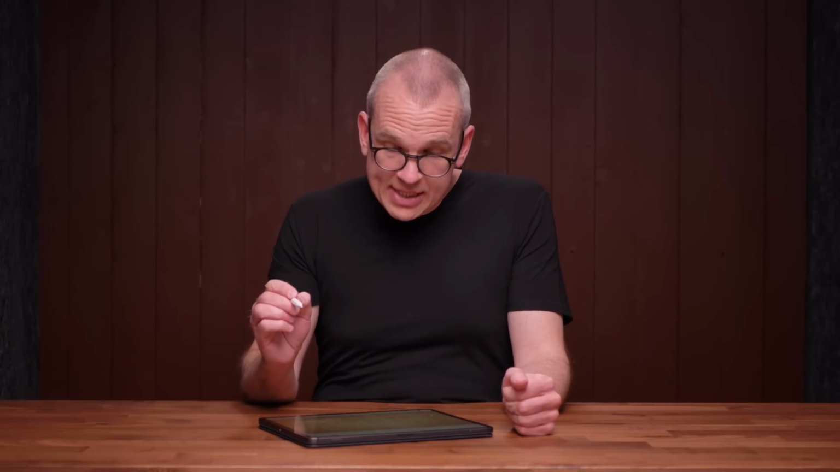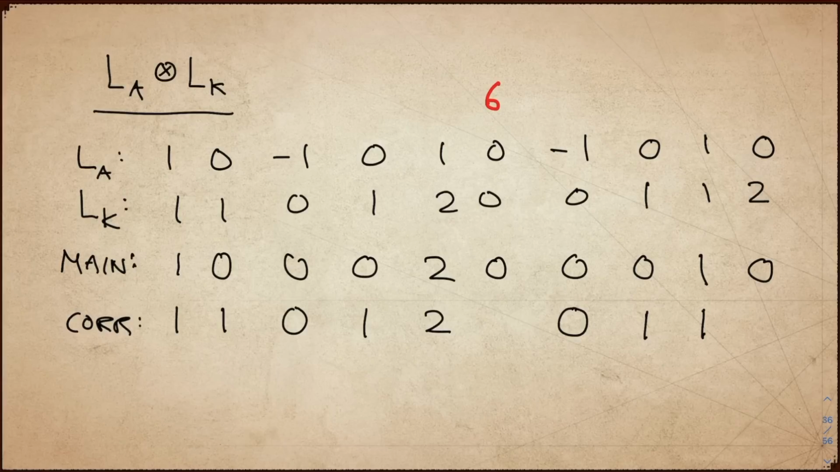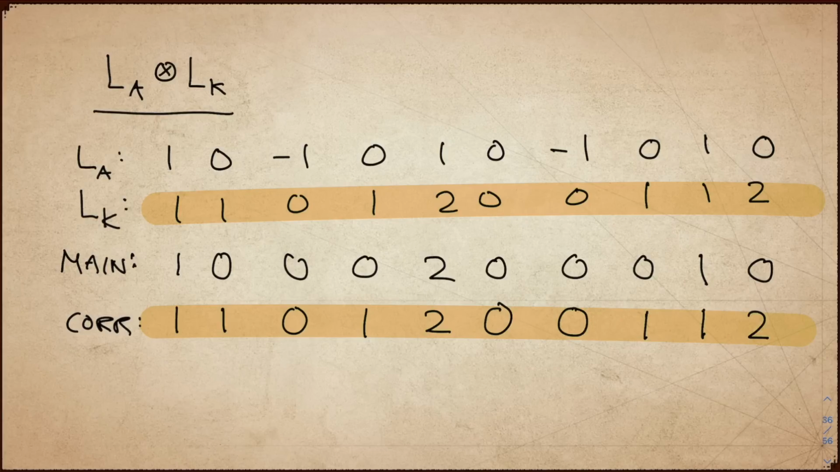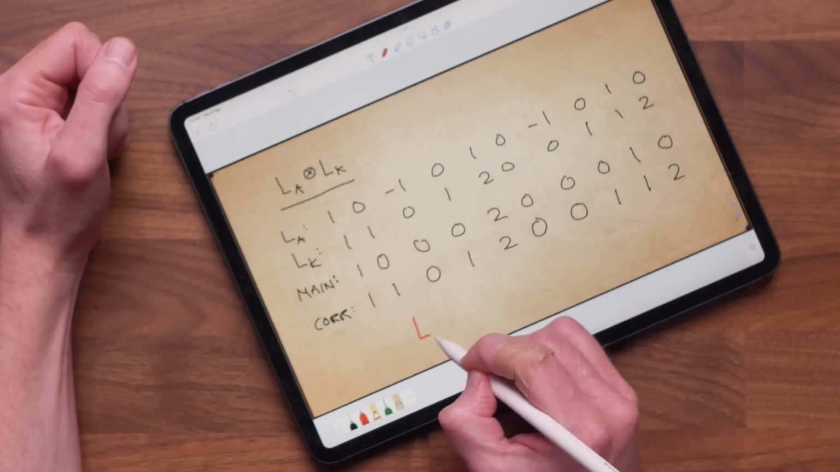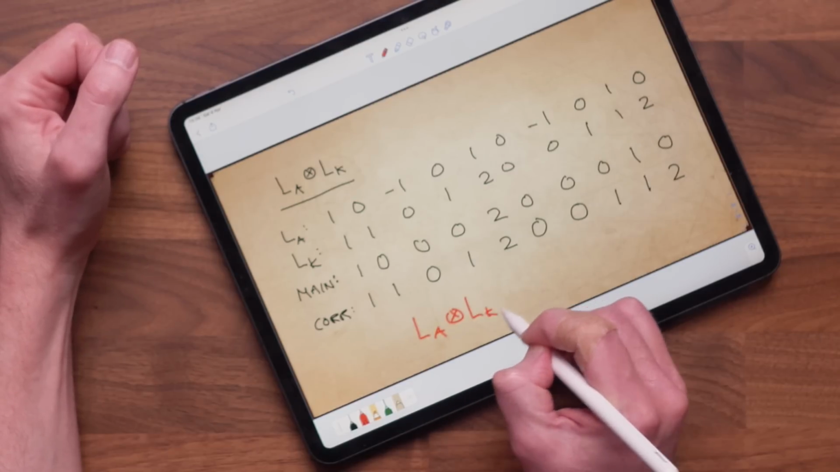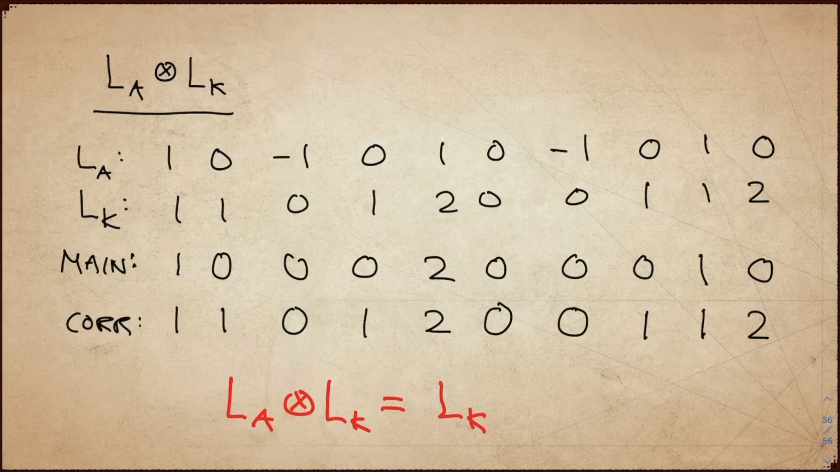Finally, at position 6, I have to multiply the numbers from position 2 and 3, and that gives me 0. And at position 10, I have to multiply the numbers from positions 2 and 5, so that gives me 2. Now, if you compare the second row and the last row, you see that they are identical. And the upshot of this computation is that LA times LK is actually LK.